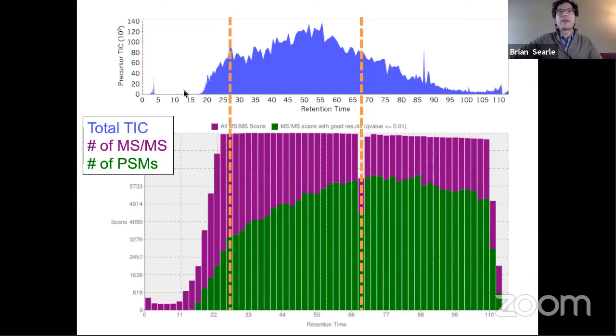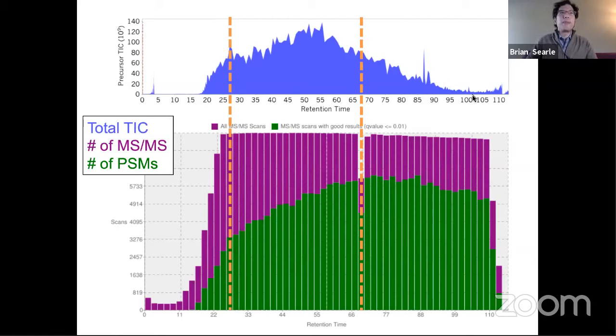Let me show this a little bit differently. In this particular plot, I've got retention time on the x-axis, and on the top plot I've got the TIC, the total ion current intensity. And so you can see that rise and fall, starting to rise around 20 minutes and then peaking at around 50 minutes and then tailing off all the way out to 90 or 100 minutes.